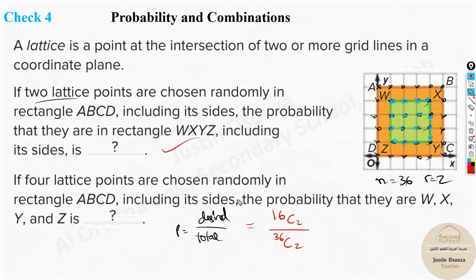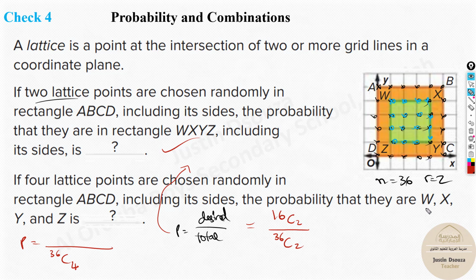And now what about the next one? Let's write it and then I'll use the calculator together. The next probability would be desired by total. If four lattice points are chosen randomly in the rectangle ABCD, so again for the total the n is the same, 36, only the r value changes. How much is r? R is 4 this time, including its sides.